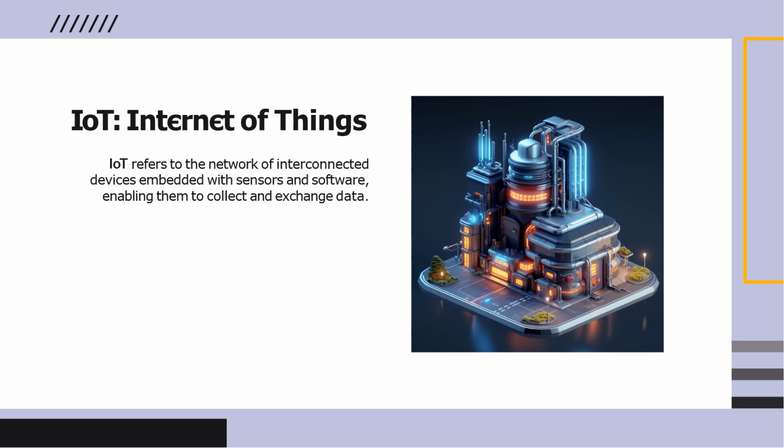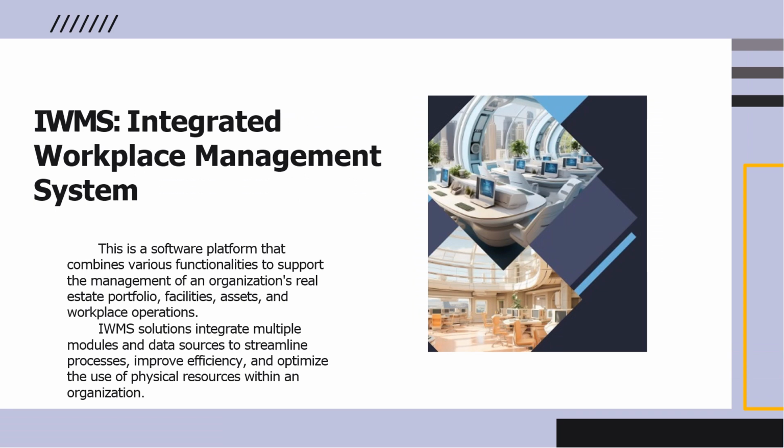IoT, Internet of Things. IoT refers to the network of interconnected devices embedded with software and sensors, enabling them to collect and exchange data. So IoT is actually used in CBM, that's condition-based maintenance. The IoT technology is used for gathering information from equipment and facilities in order to understand the condition or state of this equipment in order to plan maintenance.